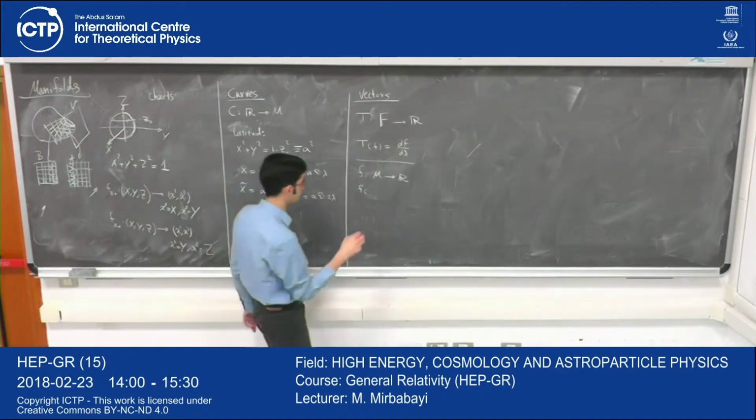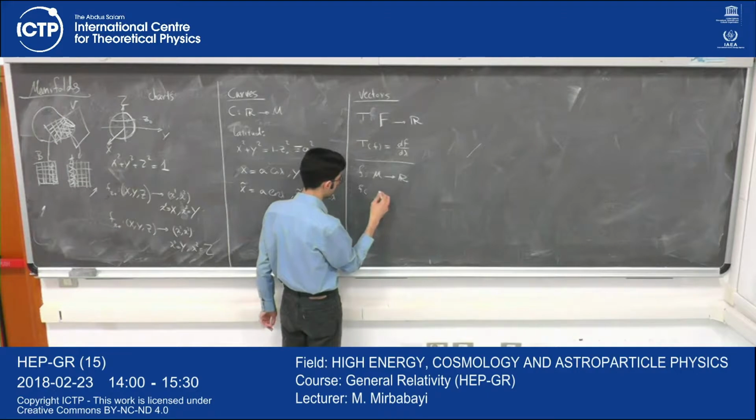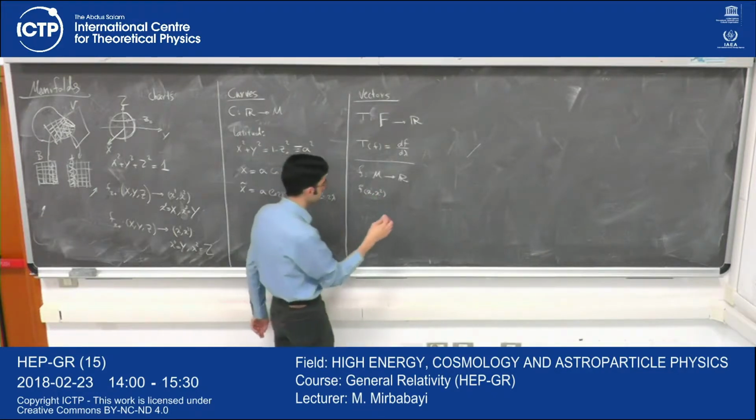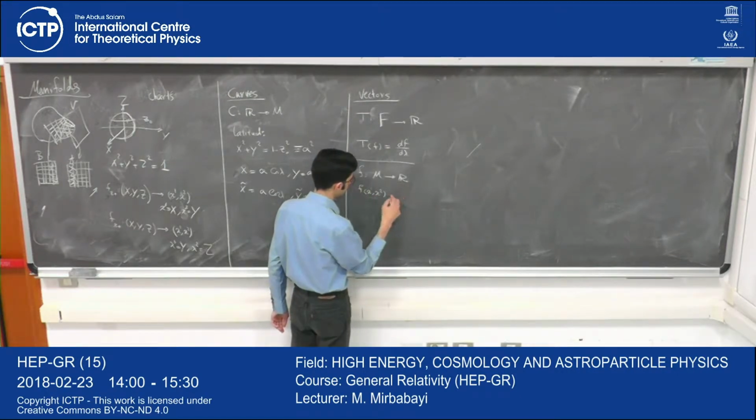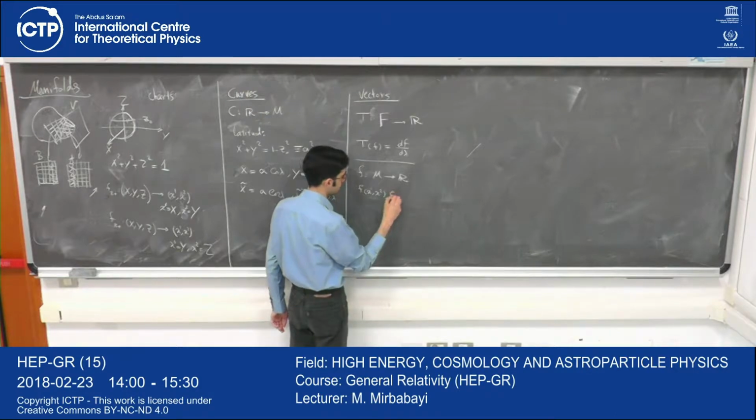and this function assigns to those coordinates, say in this case of a two-dimensional manifold, this f is a function of two variables, which are coordinates of the points on the manifold. It takes these two variables and gives a number which lives in R.